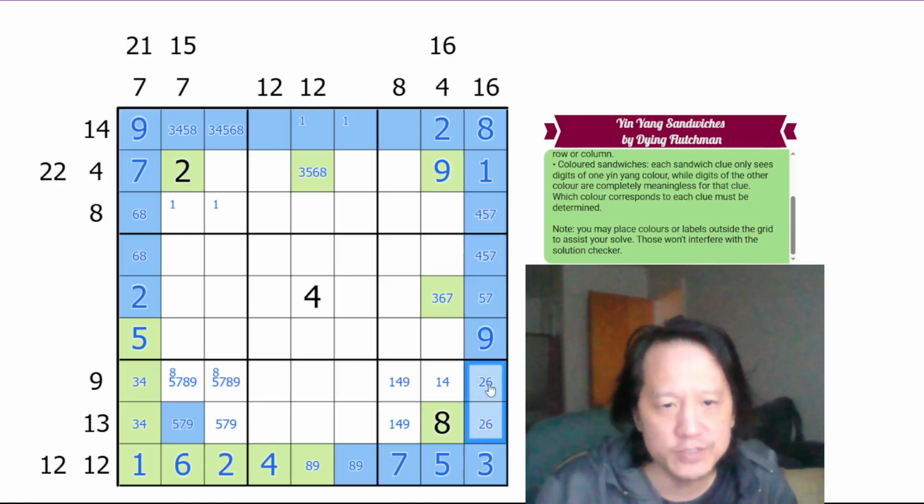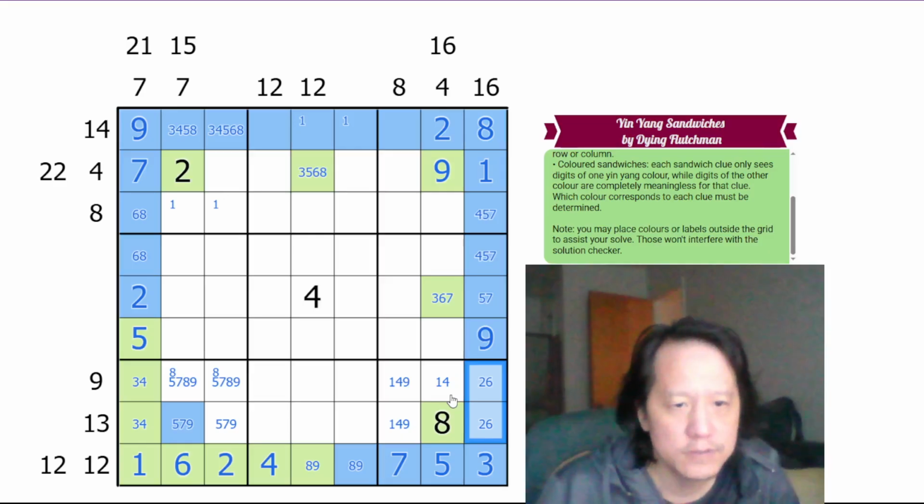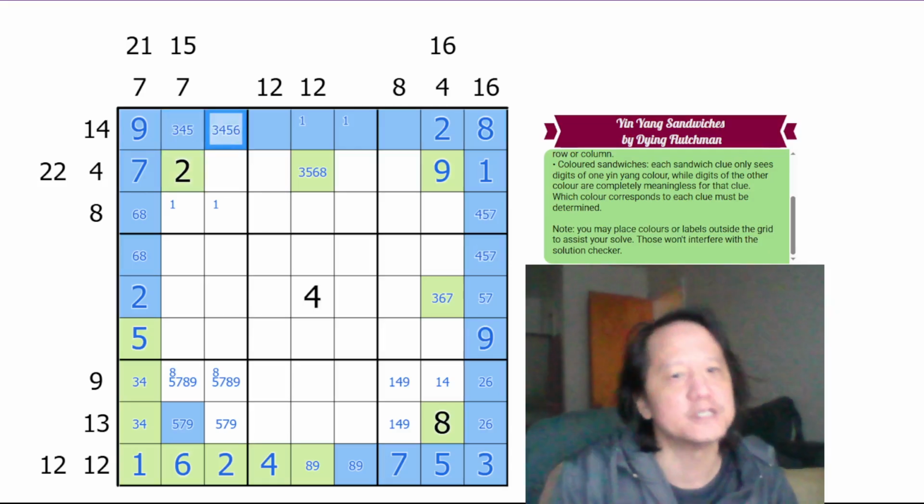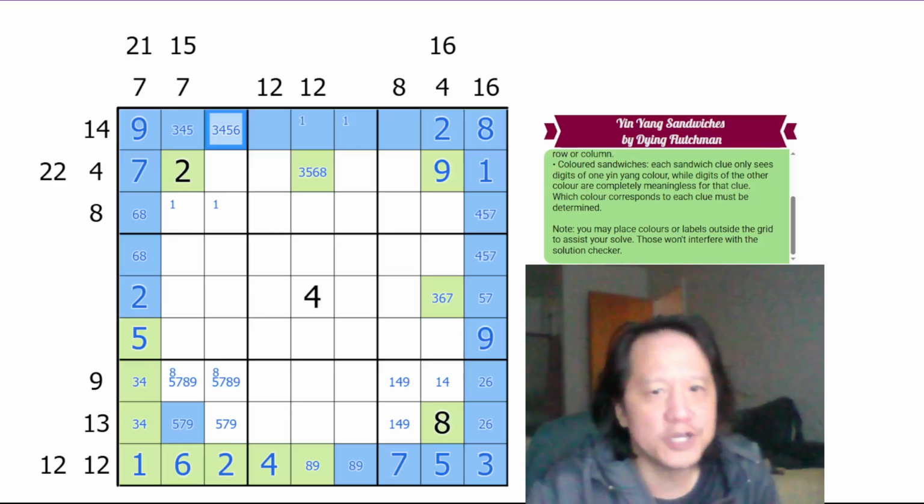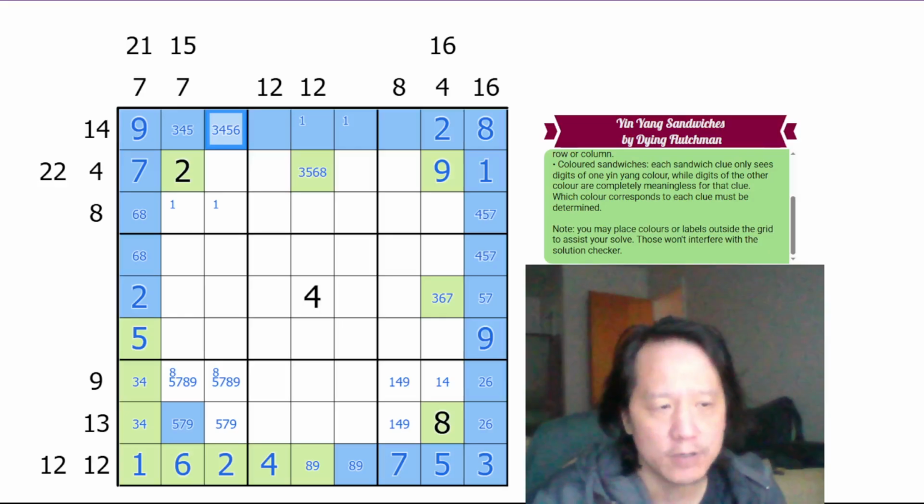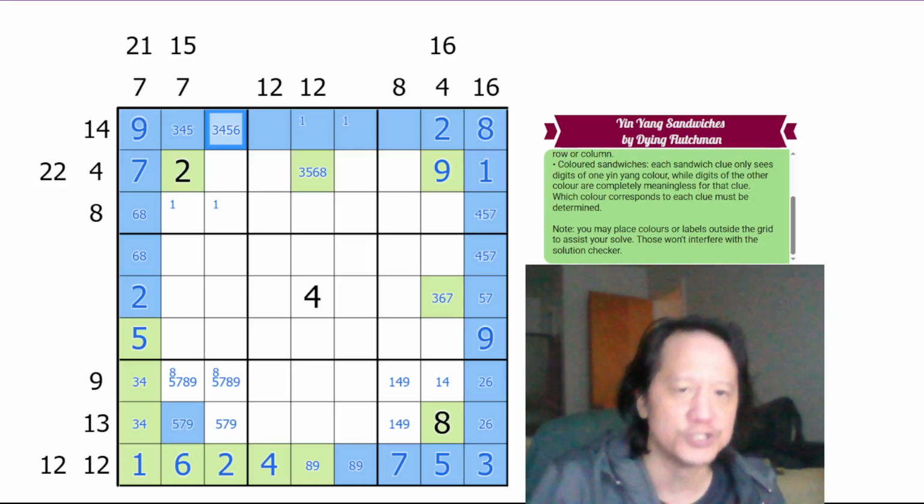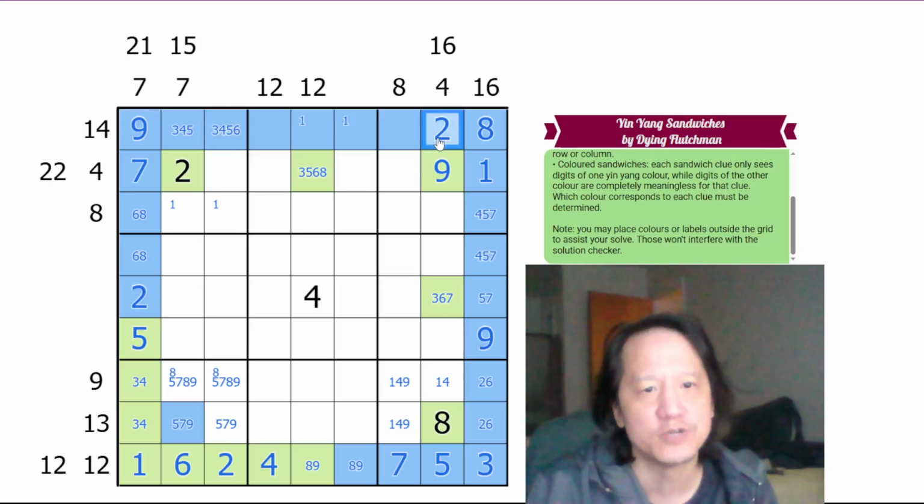So this is 2 and 6. This is 8, so this cannot have an 8 to add up to 14. You can't have 1 or 2 there. Can you have 4 digits in between? You cannot, because you can't have 2 anymore. So it has to be 3 digits here also. So this is 1.